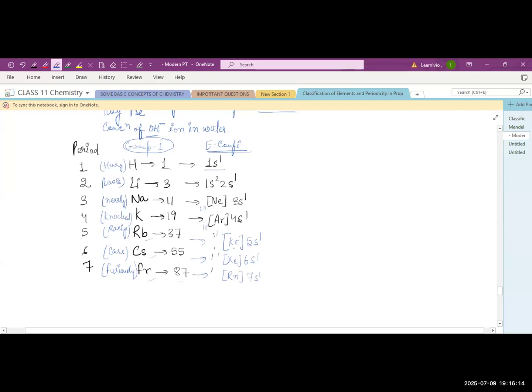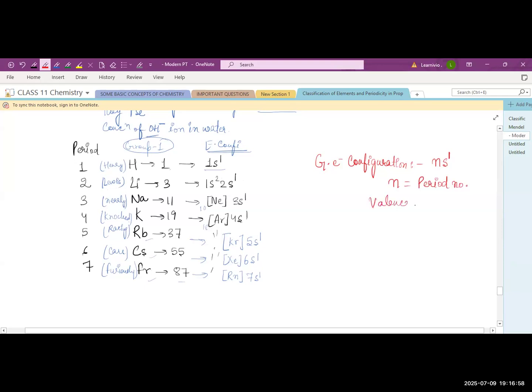So accordingly, write down the general electronic configuration for group number 1. You can see over here, this is 1s1, 2s1, 3s1, 4s1. So basically, the general outer electronic configuration is ns1. n could be 1, 2, 3, and so on. And what is n? n is basically the period number.